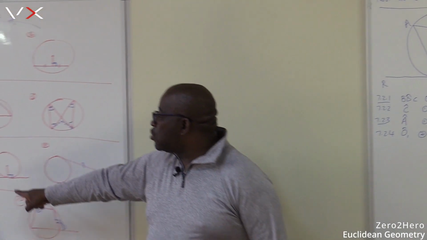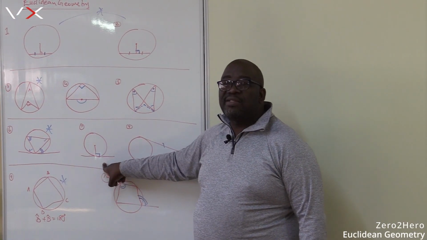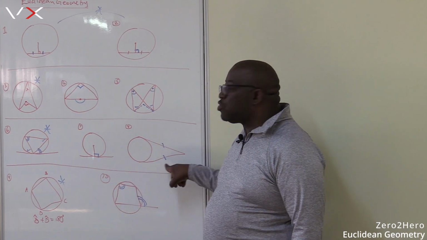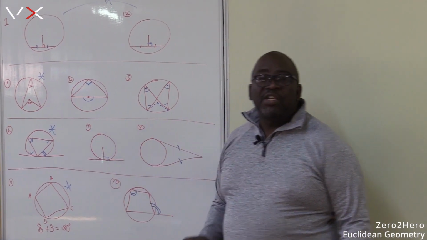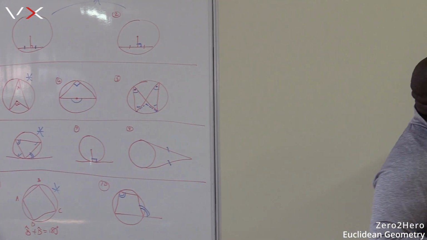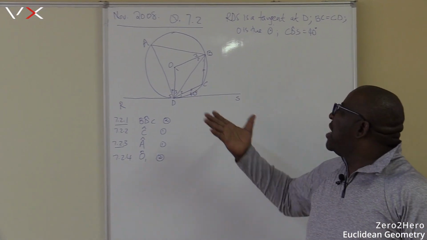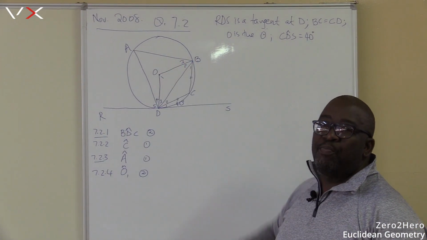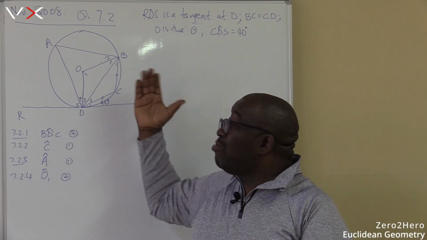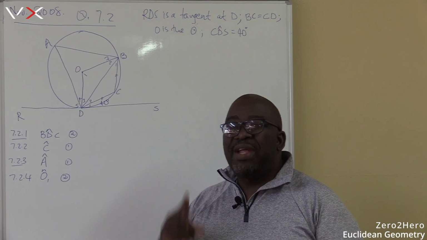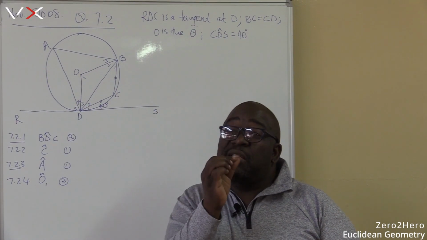It's this one, the tan chord theorem. It's this one, the tan radius theorem. It's this one, two tangents from the same point. This is where your solution will come from, just from the statement that RDS is a tangent at D. Now, let's look at the diagram. Do we have two tangents coming from the same point outside this circle? No, we don't have two tangents, so that theorem falls off.